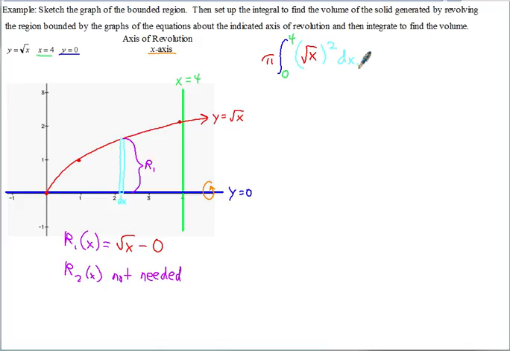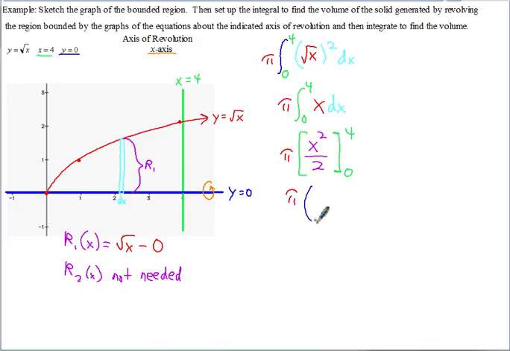So let's go ahead and integrate this to find our volume. So first you can square that to make it simpler. Square root of x squared is just x times dx, and then go ahead and integrate it. Gives you x squared over 2, evaluated from 0 to 4. And again, I like to turn that line into the vertical line in the brackets there, so it's easier to have the pi on the outside there.